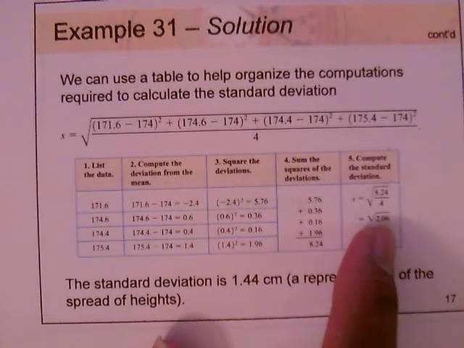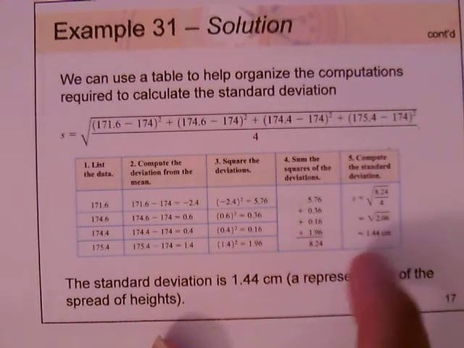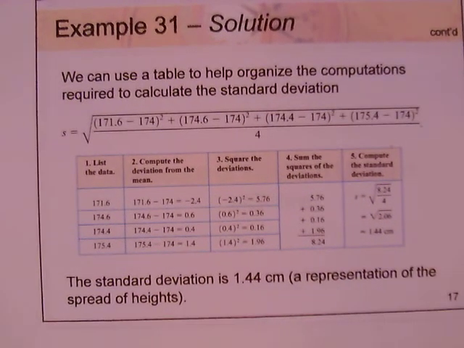Take the square root of 2.06. This will be approximately 1.44. So that means the standard deviation is going to be 1.44 centimeters. And that is a representation of the spread of the heights.